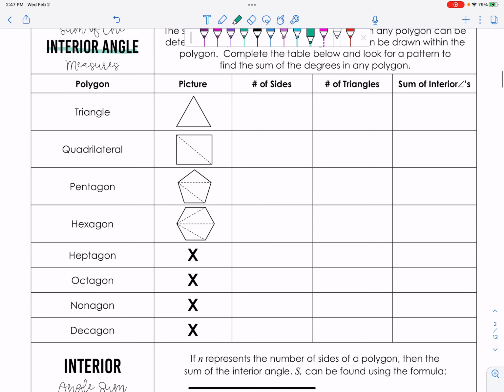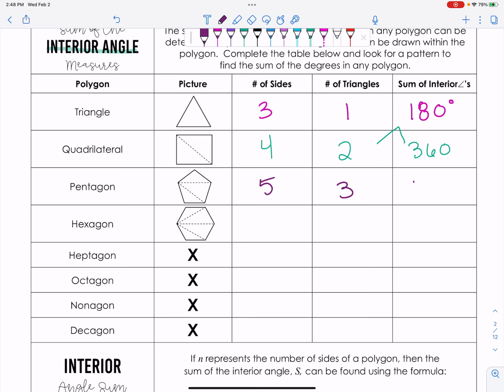So let's first look at a triangle. A triangle has 3 sides, and there is exactly 1 triangle inside of a triangle. We know that all 3 angles of a triangle have to add to 180 degrees. Next, a quadrilateral has 4 sides. If you look at that diagram, it is split into 2 triangles. The sum of the interior angles would have to add to 360, or 2 times 180 would give me 360. Next, a pentagon that has 5 sides with 3 triangles drawn in.